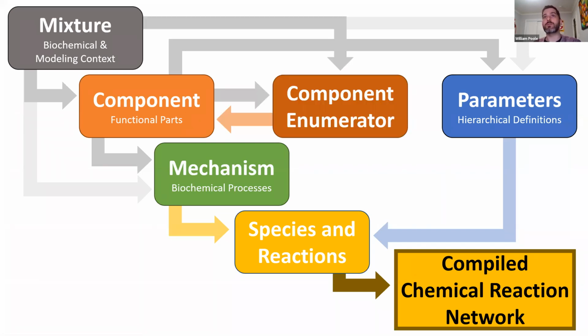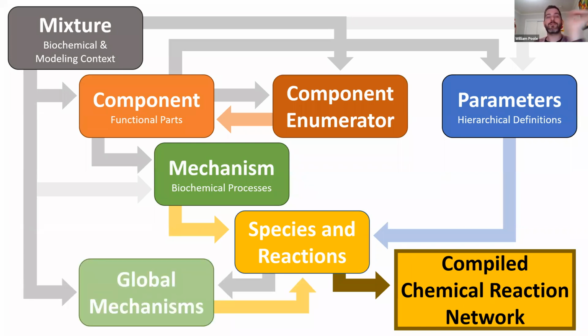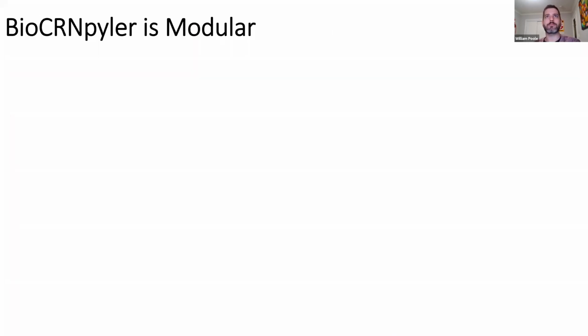Finally, there's component enumeration, which I'm not going to talk about, but it's a way for components to produce more components. This makes this into a sort of universal compiler. And there's global mechanisms, which is a way for mixtures to apply mechanisms. And in the end, you get a compiled chemical reaction network. All of these things are objects that you can subclass and customize, and we have a whole library of ones that we think are useful for biologists, and so far, very few people have had to write their own.